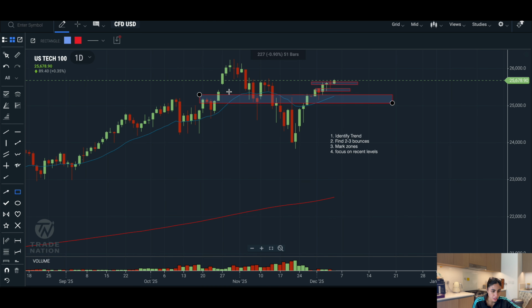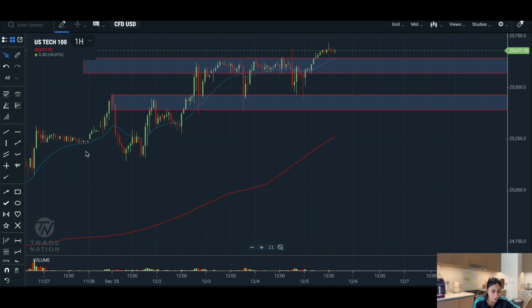So essentially that is also correct. It would touch. So you can see, look, we touched here and it respected it over here. So therefore it is our support level. So if we go back on the hourly quickly, this is correct. For now, we could remove this.